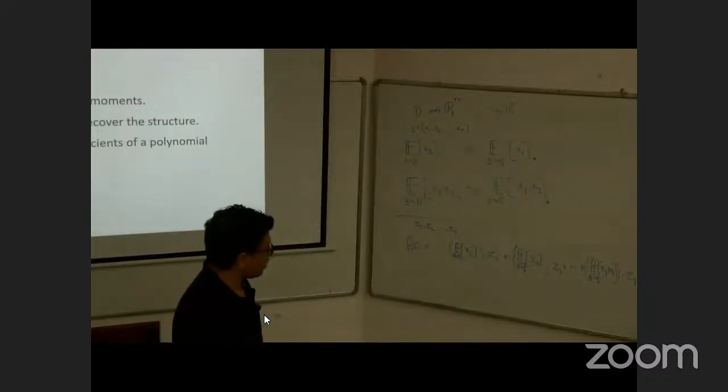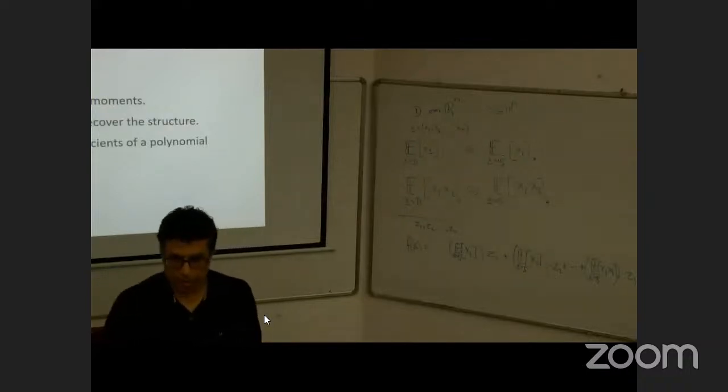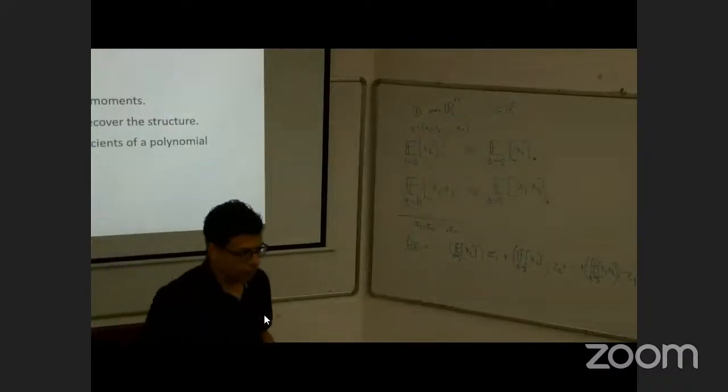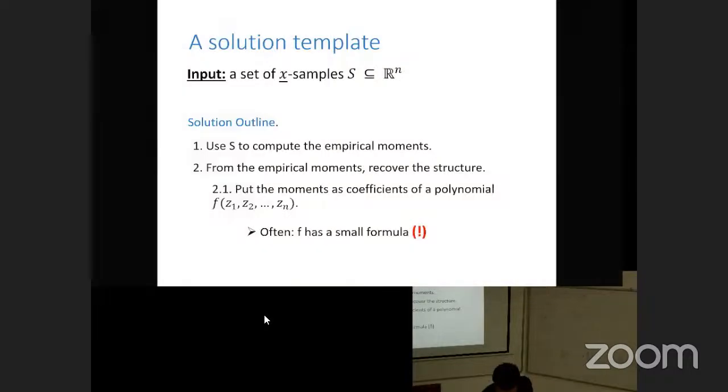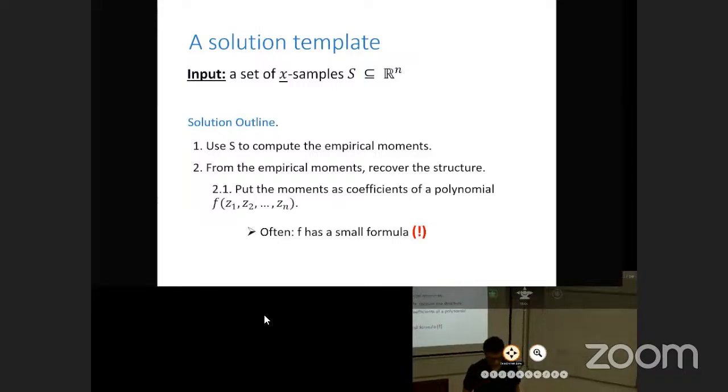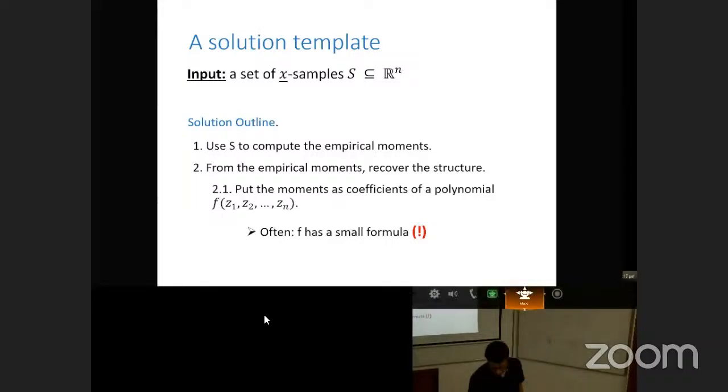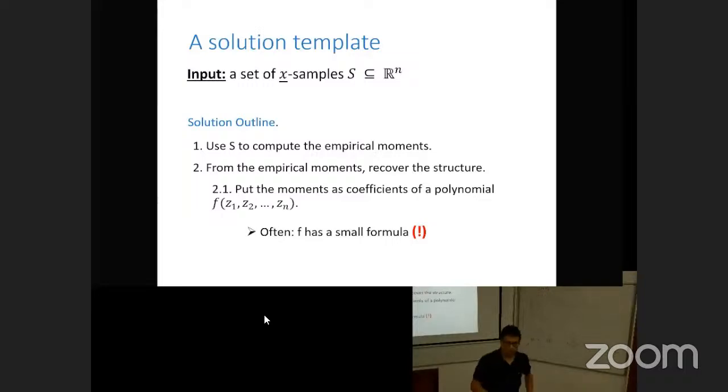Now, so far, all that I have done is, this is just a bookkeeping device for the moments. I've just taken a bunch of numbers and put them as coefficients of a polynomial. Nothing interesting seems to have happened so far. But here's the remarkable thing. In each of those applications that I mentioned, this polynomial turns out to have a small formula. And I will explain what I mean by that. This is really remarkable, that this happens to be true in so many different situations. And so this is where algebraic complexity comes in. Algebraic complexity asks this question: given a polynomial, how do I find the smallest formula for it? So that is the next part of the talk.